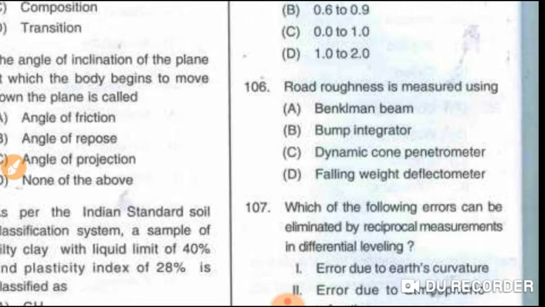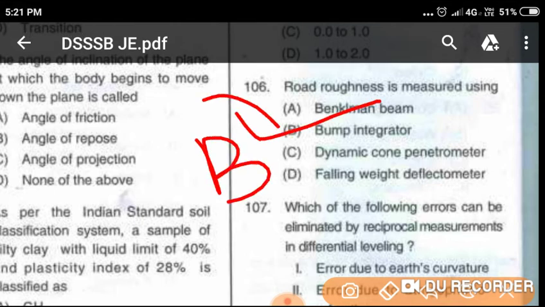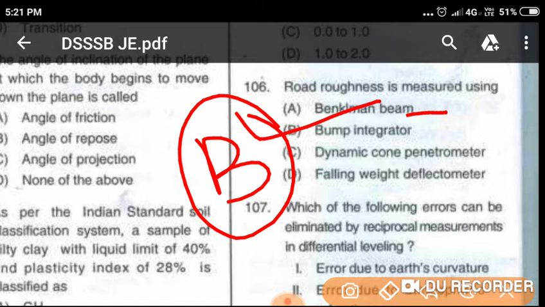Question number 106. Road roughness is measured using option A Benkelman beam, option B bump integrator, option C dynamic cone penetrometer, option D falling weight deflectometer. So road roughness is measured using bump integrator. Option B is the correct answer. But here Benkelman beam, option A, is used for deflection.